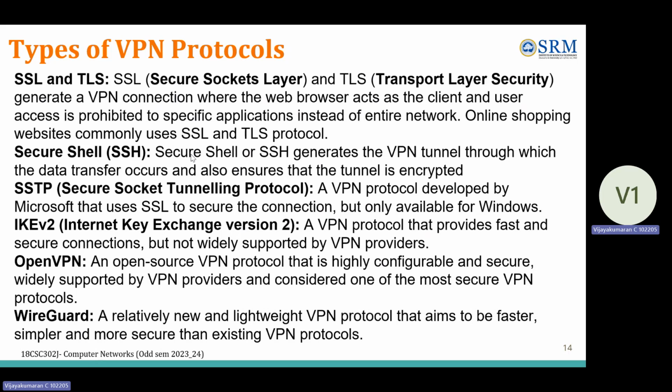Then Secure Shell again generates the VPN tunnel through which the data can be transferred securely. Then Secure Socket Tunneling Protocol, Internet Key Exchange version 2 protocol, OpenVPN, and WireGuard are some of the other protocols used in this VPN scenario.